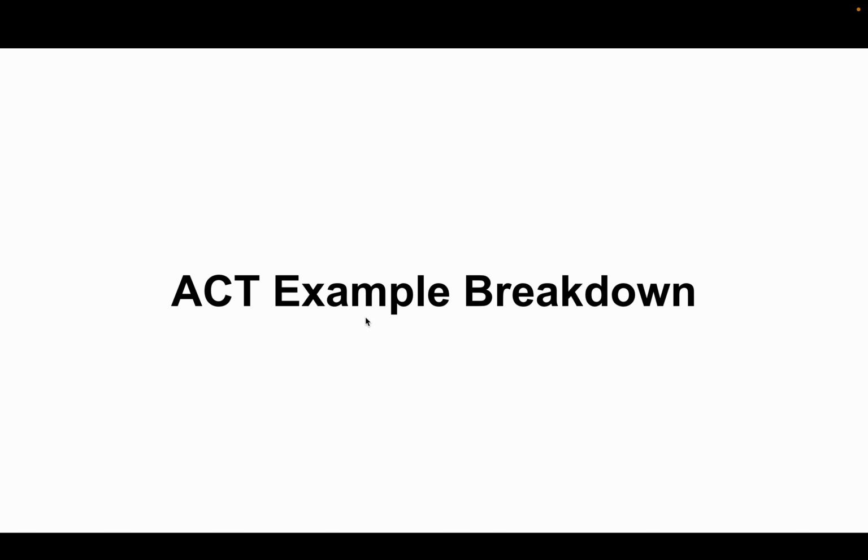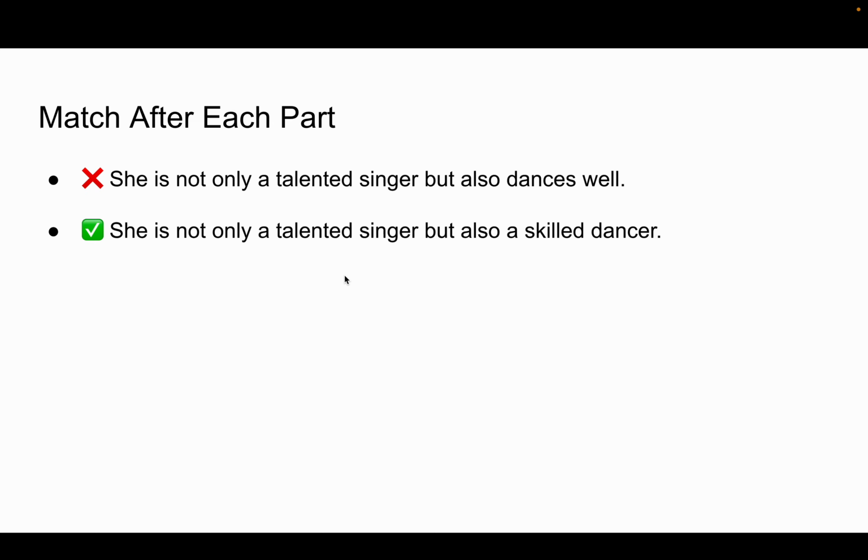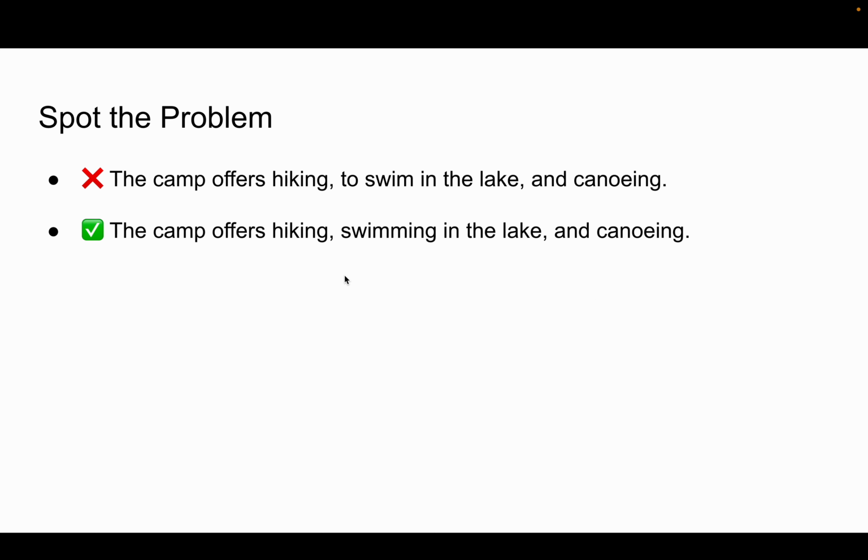So again, let's look at some examples here. Similar thing. This is actually related to the verb forms. Very similar example to the one we had earlier. The camp offers hiking, to swim in the lake, and canoeing. Again, the incorrect version is this second item. The correct version would be the camp offers hiking, swimming in the lake, and canoeing.